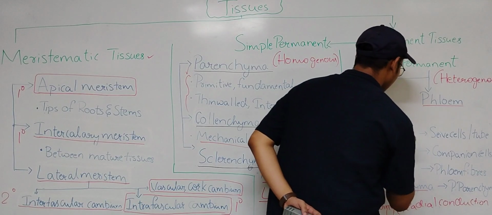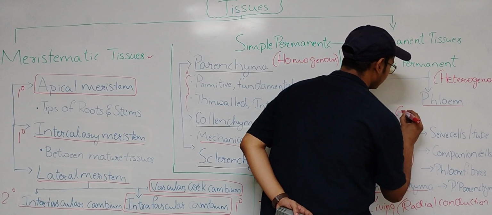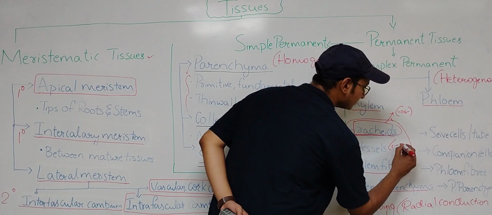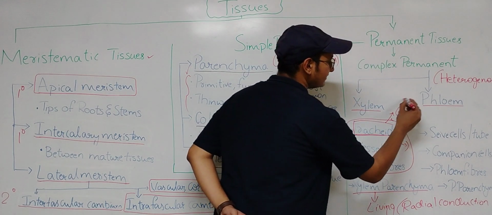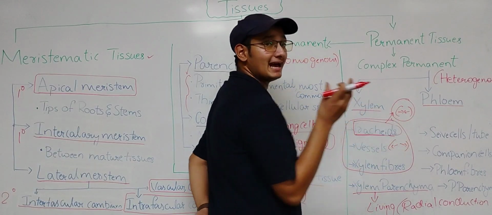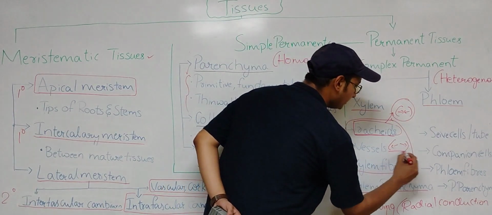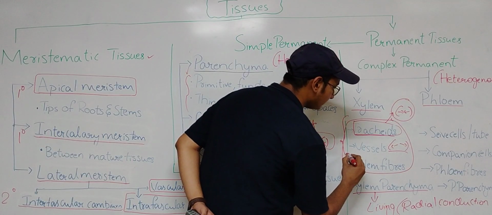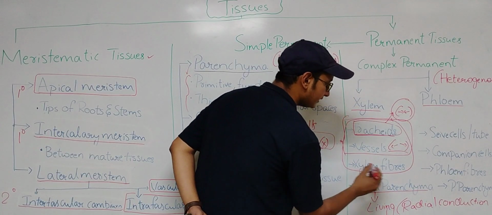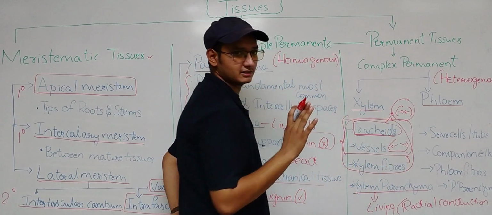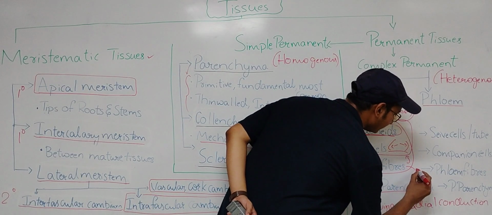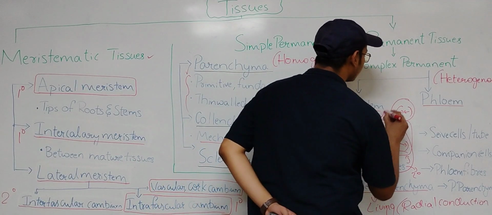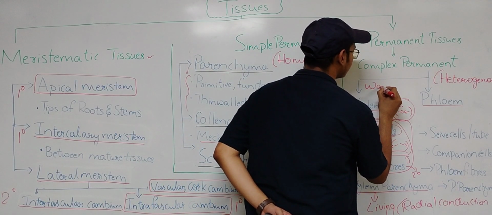Coming to tracheids, these are narrow in nature. They have a narrow lumen, and xylem vessels have a wider lumen. That's the basic difference between them. And coming to xylem fibers, they support both the tracheids and vessels. They give support to them. That's their function. This is present in the secondary group. Tracheids and vessels are known as water conducting elements.